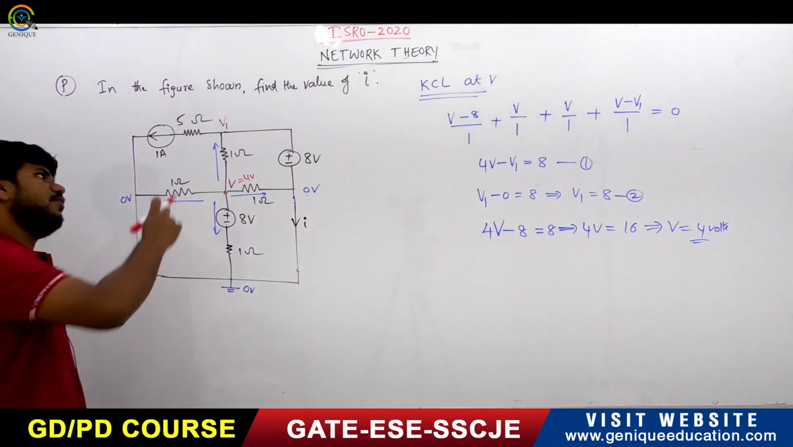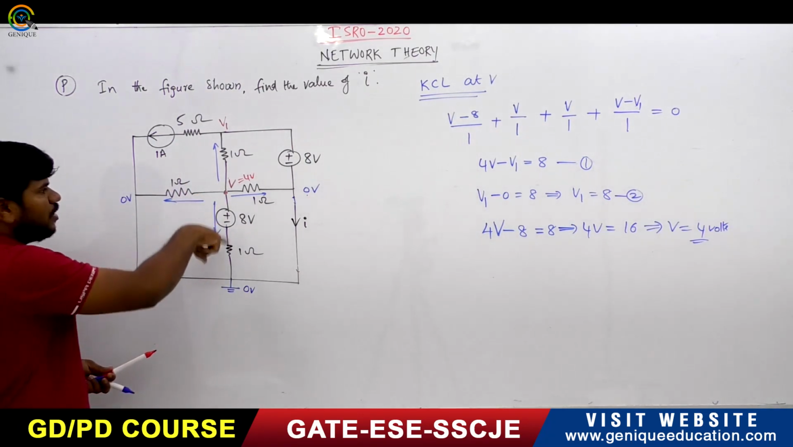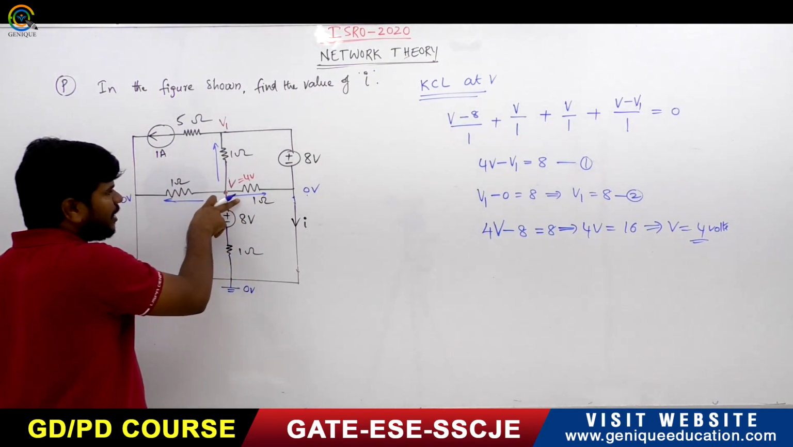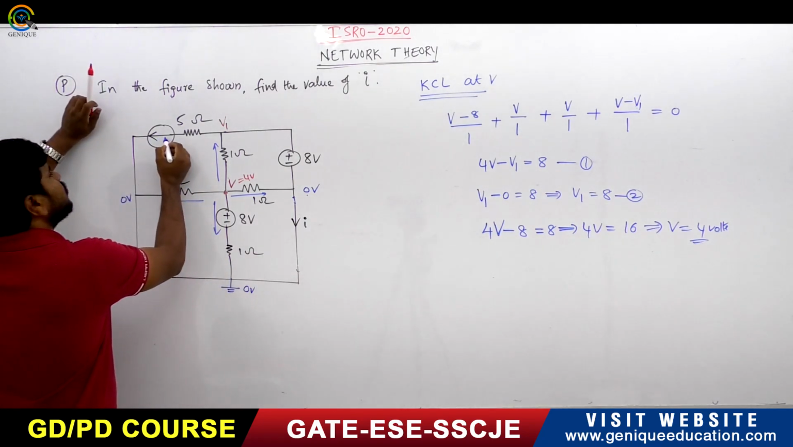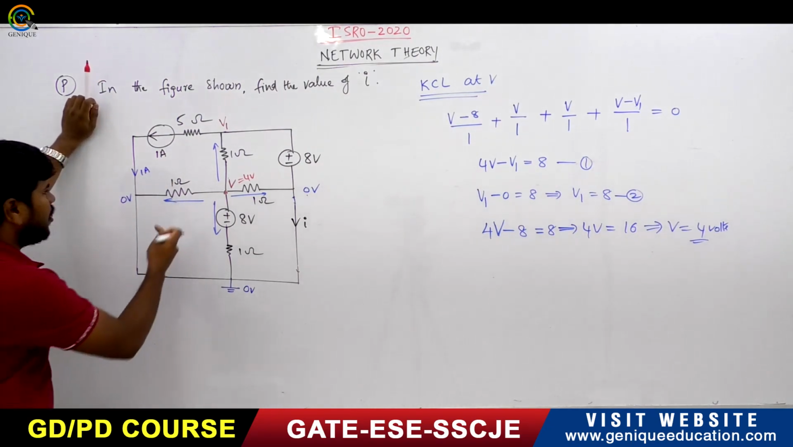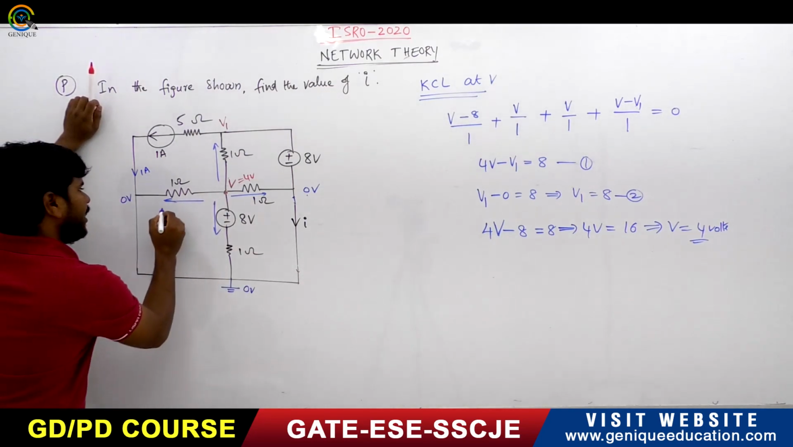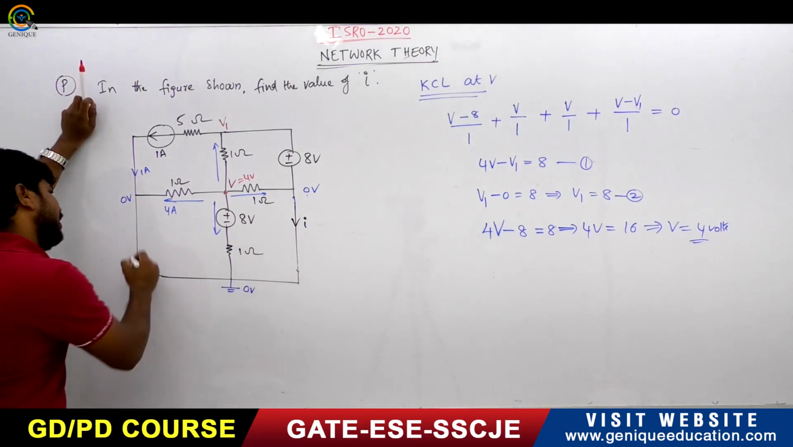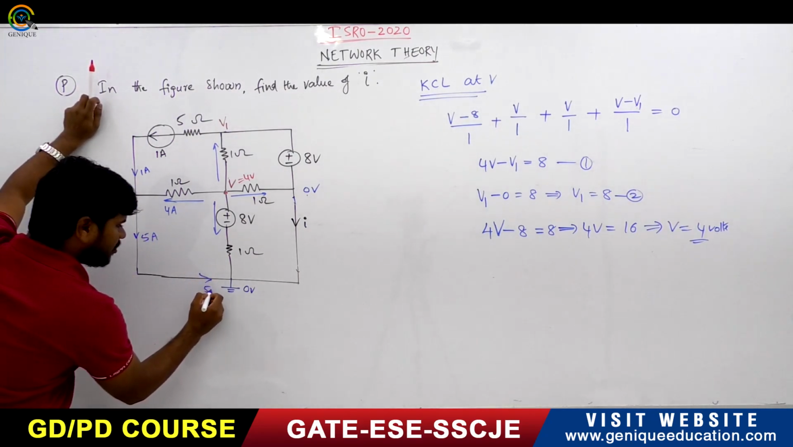Right? So if V is known, we can easily find the currents. Now what about this current? We have to find this current, right? Now come to this. 1 ampere is coming. Now what is this current? This current will be (4 minus 0)/1, it is 4 amperes. 1 ampere plus 4 ampere, it is a 5 ampere current coming in this way.